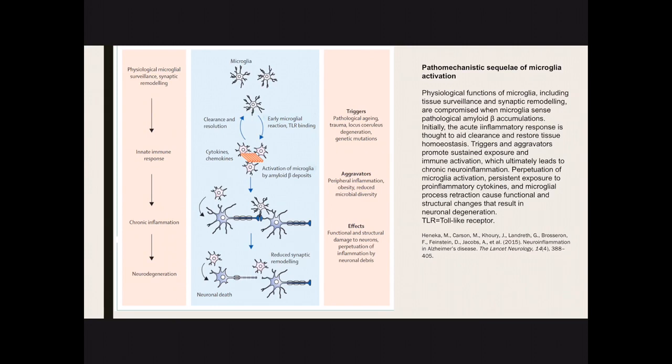The next slide shows you a cartoon which highlights this. So you have the microglia, which interacts with amyloid beta deposits. Microglia is now activated and will attack neurons and lead to neuronal cell death, as well as impaired synaptic remodeling, which microglia is usually involved with.